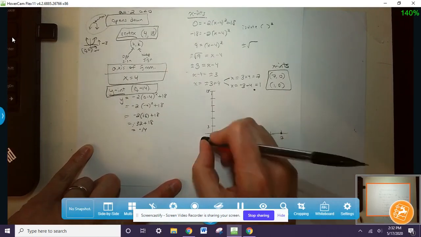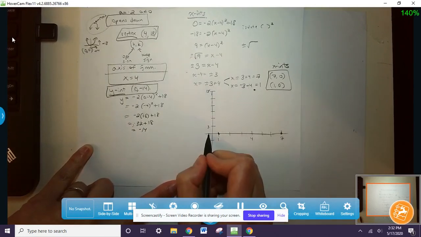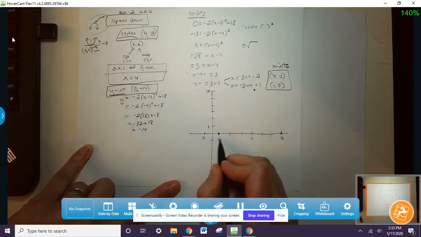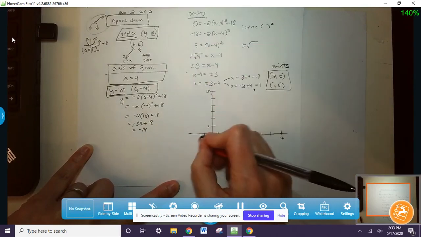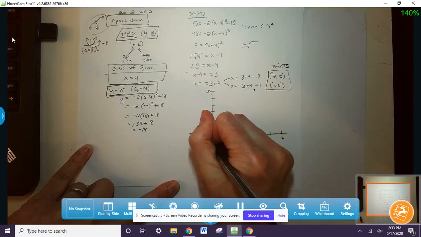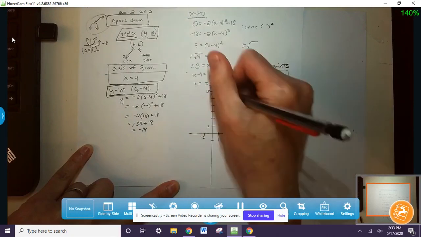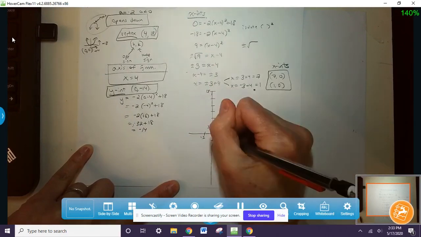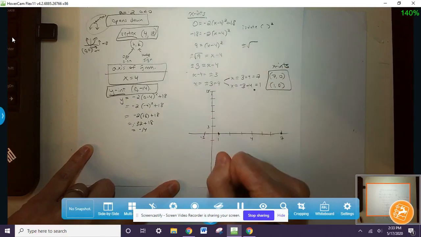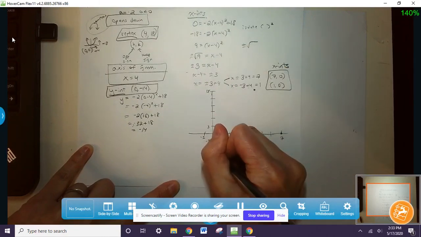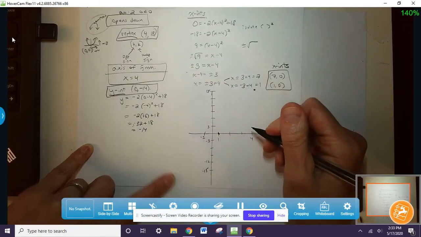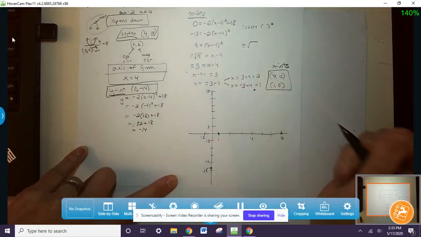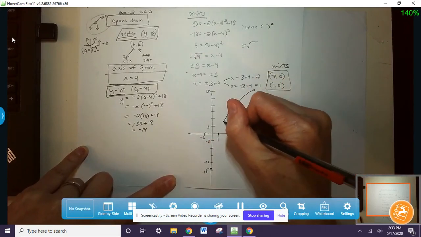Okay, so you can count by different numbers on the x-axis. On the x-axis, I'm counting by 1s. On the y-axis, I'm counting by 3s. But on different axes, you can count by different numbers. But within the one axis, you have to be consistent. So you can't count by 3s up here and then count by 2s down here. So this is negative 3, 6, 9, 12, negative 15. So I'll have to estimate my y-intercept at negative 14 right there. And then I'm going to make a U-shaped curve that opens down.